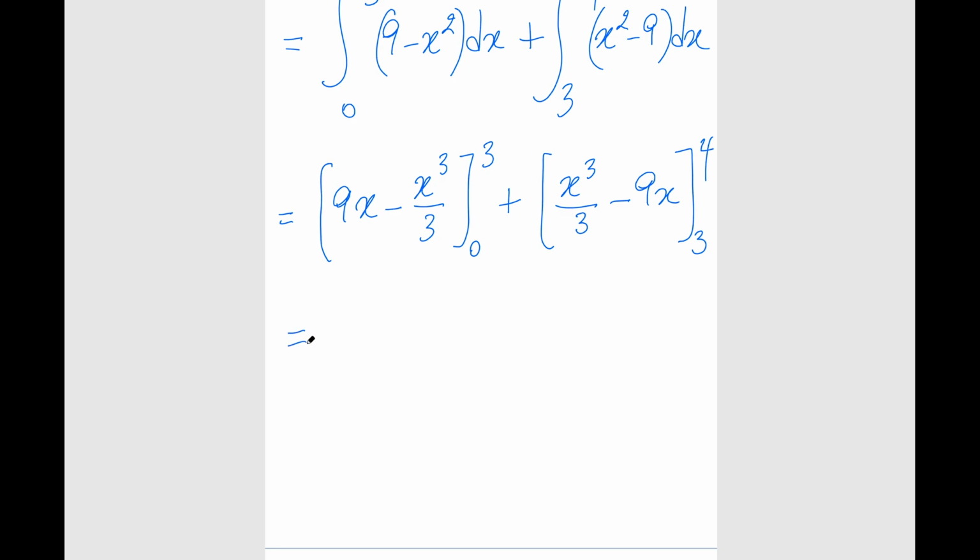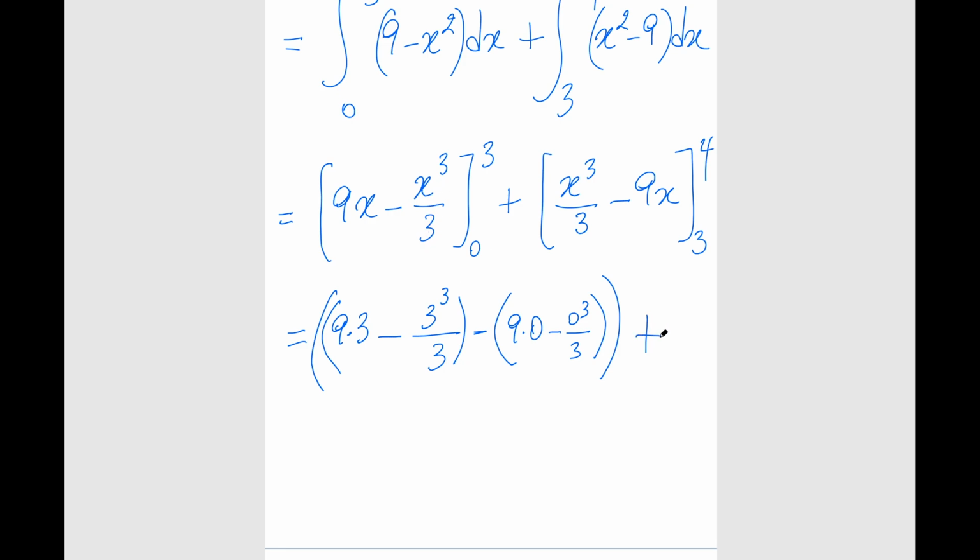Okay, so then I'm going to evaluate at the upper bound, subtract the evaluation of the function at the lower bound. So let's evaluate this primitive function at 3. So what do I get? 9 times 3 minus 3 cubed over 3, right? So this is the evaluation at the upper bound minus the evaluation at the lower bound. What's the evaluation at the lower bound? It's going to be 9 times 0 minus 0 cubed over 3, right? Plus this plus.